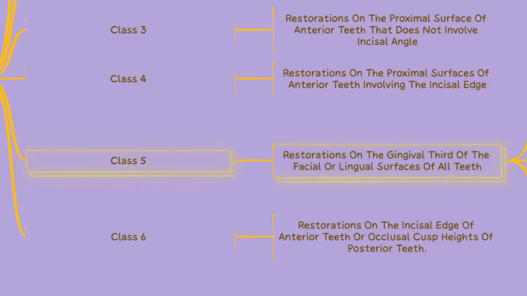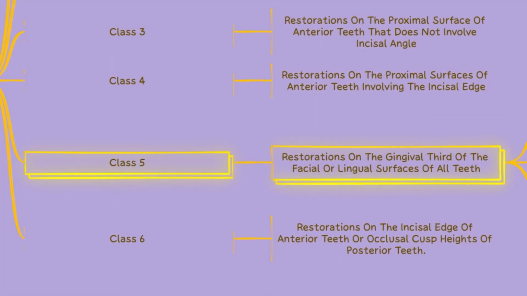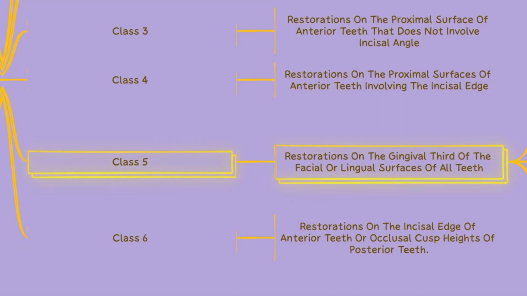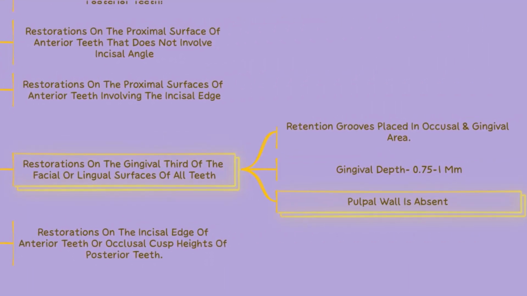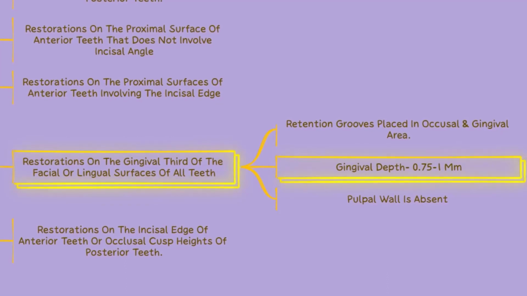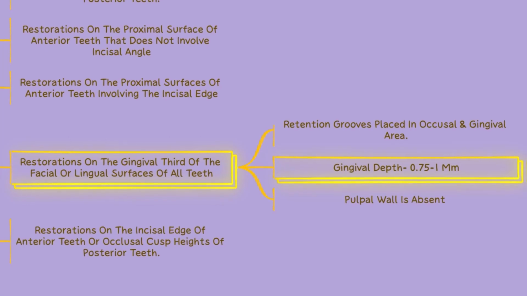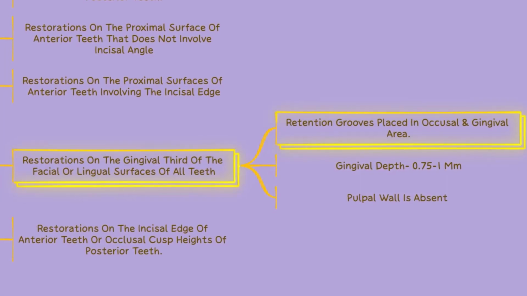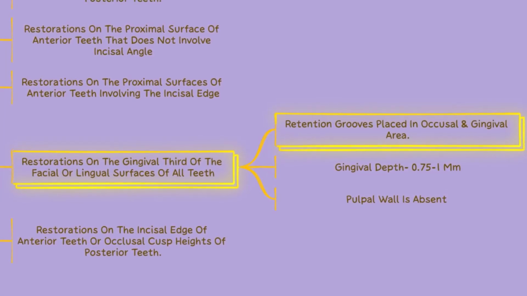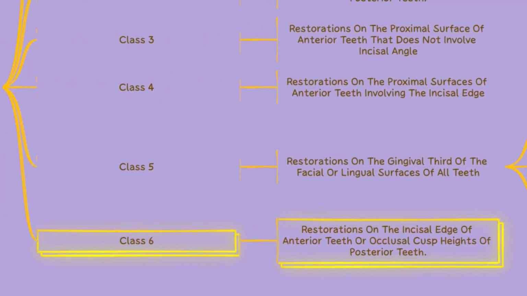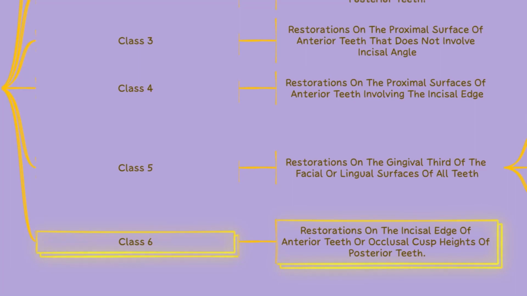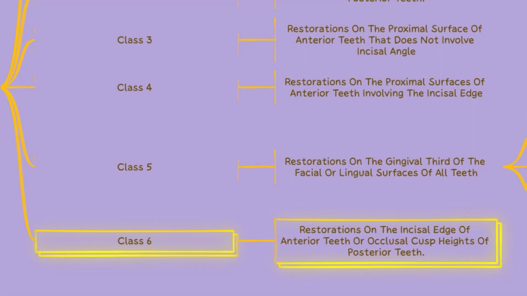Class 5. Restoration on the gingival third of the facial and lingual surfaces of all teeth. In these cases, pulpal wall is absent and depth of the cavity is maintained at 0.75 to 1 mm into the gingival wall. Retention grooves are placed on the occlusal or gingival areas. Class 6. Restorations on the incisal edges of anterior teeth or the occlusal cusp heights of posterior teeth.